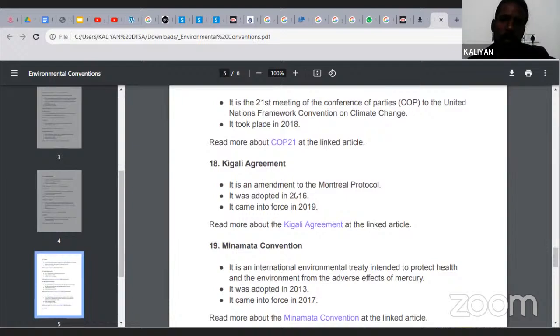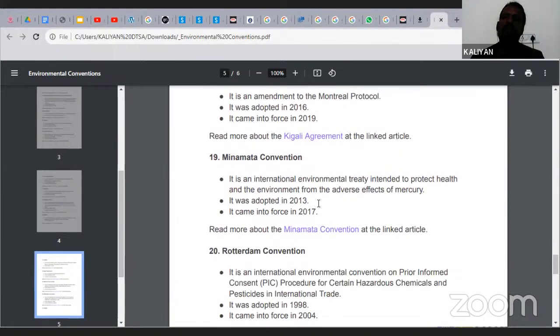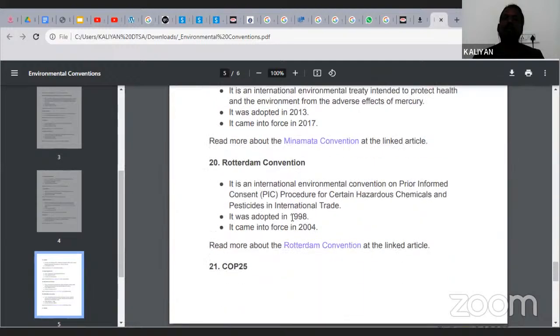And the Kigali Agreement is an amendment of the Montreal Protocol, which is about the depletion of the ozone layer. It was adopted in 2016 and came into force in 2019. And the Minamata Convention is an environmental treaty intended to protect health and the environment from the adverse effects of mercury. Minamata means mercury, control of mercury effects. It was adopted in 2013 and came into force in 2017. And the Rotterdam Convention is the procedure for certain hazardous chemicals and pesticides in international trade.